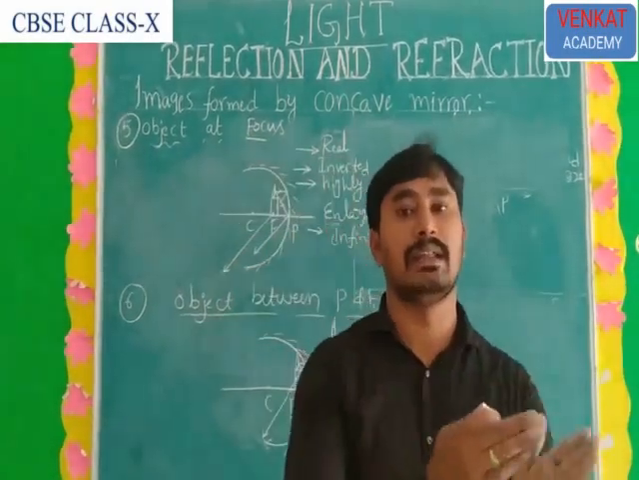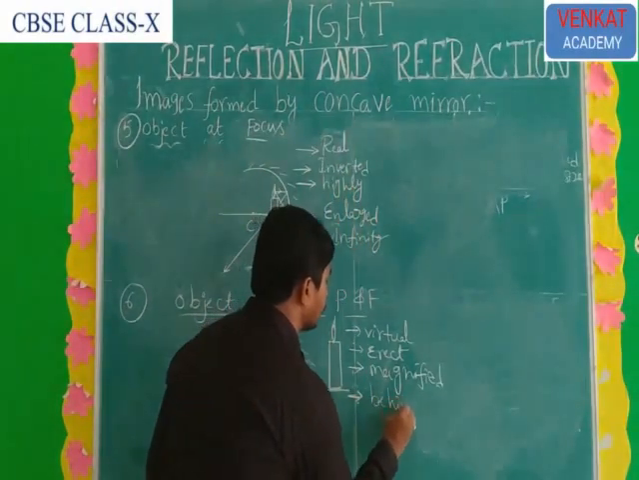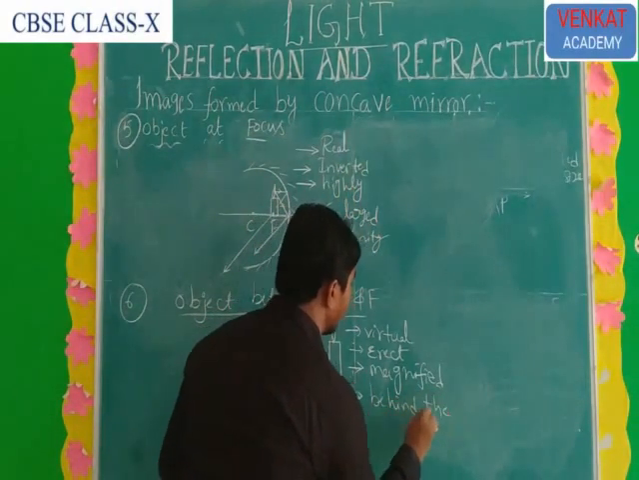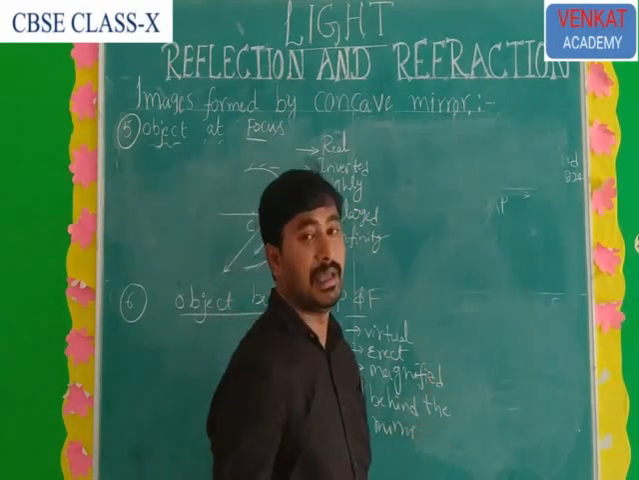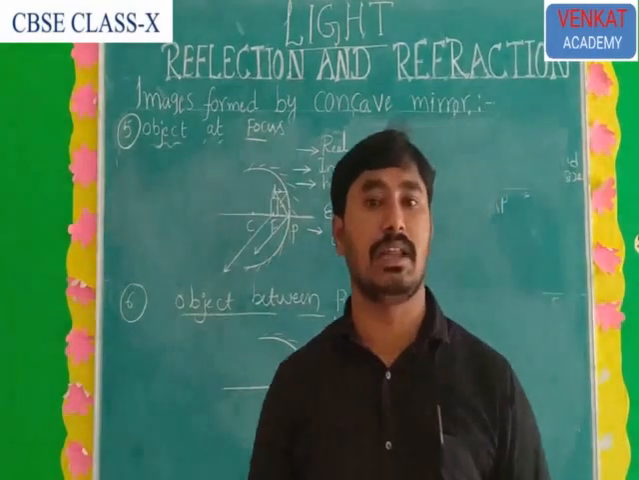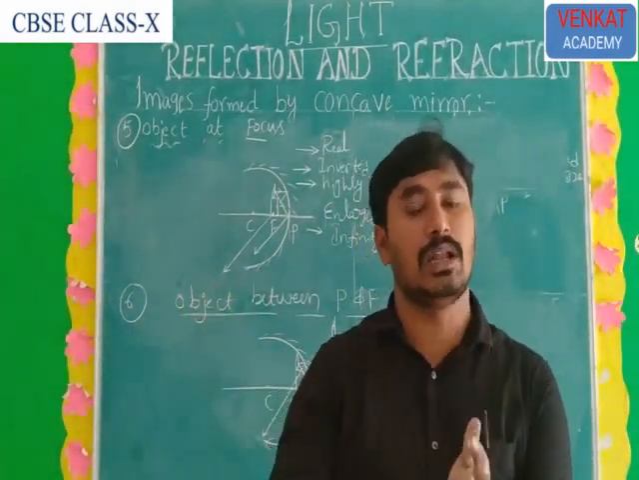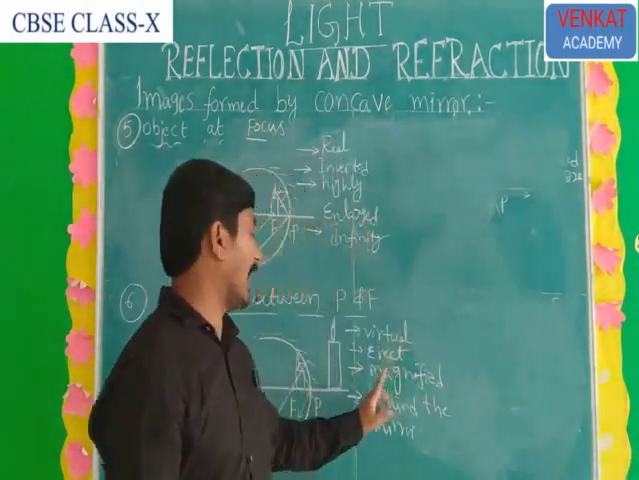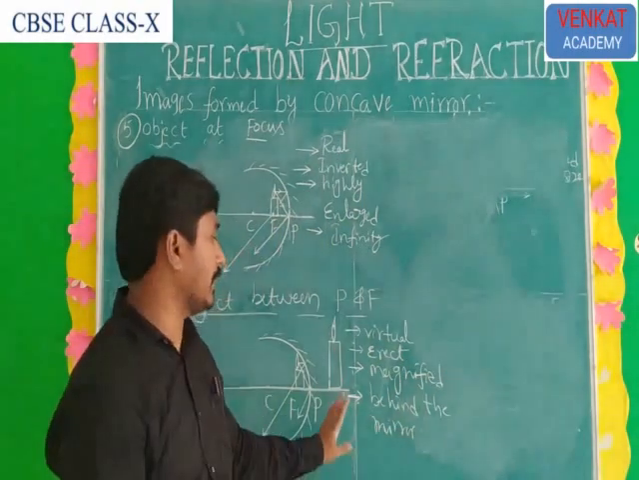Image position is behind the mirror. So where is the position? Behind the mirror. So this is the image status of the last condition. What is the last condition? Object between P and F, the image is formed virtual and erect, magnified, and formed behind the mirror. So it is a very important condition.